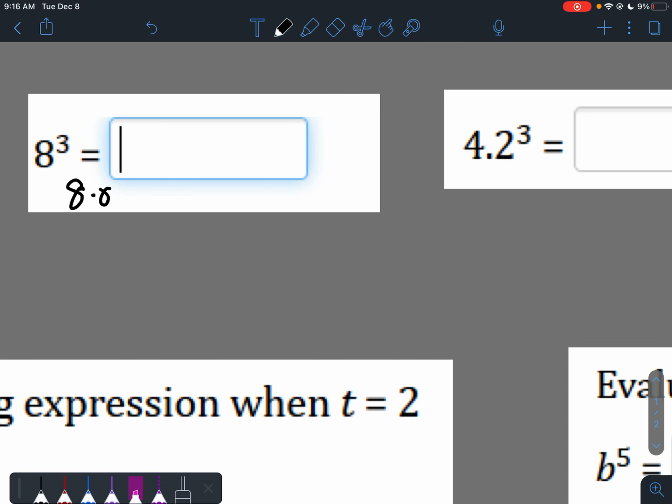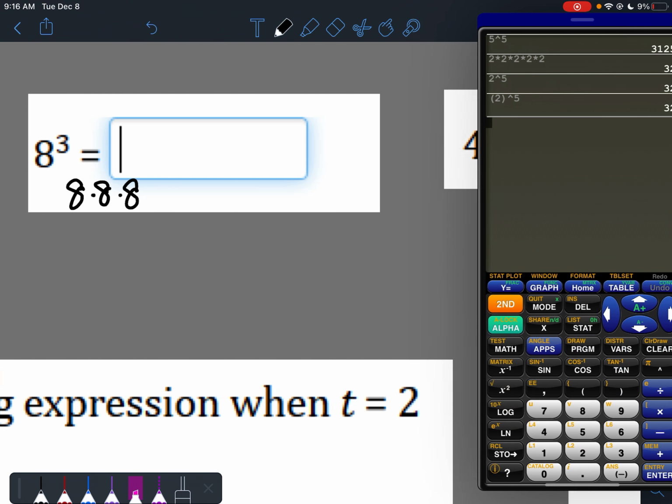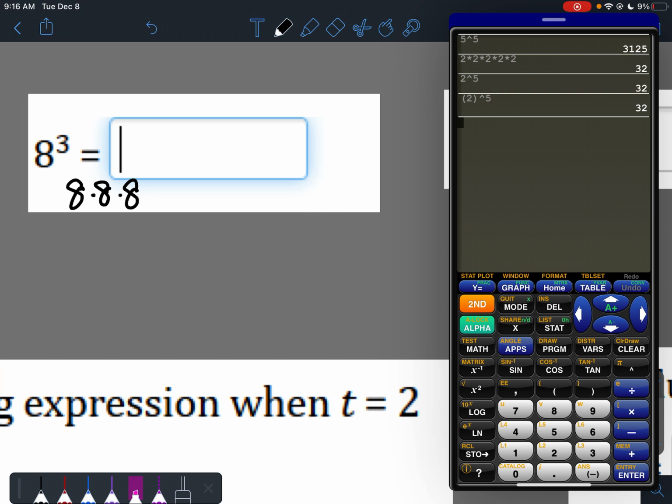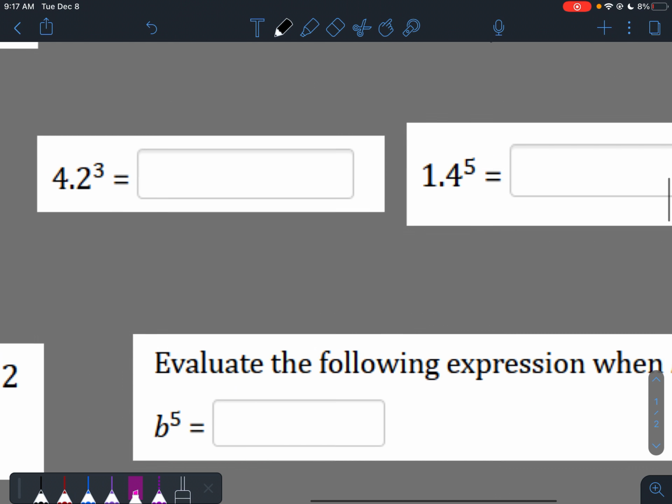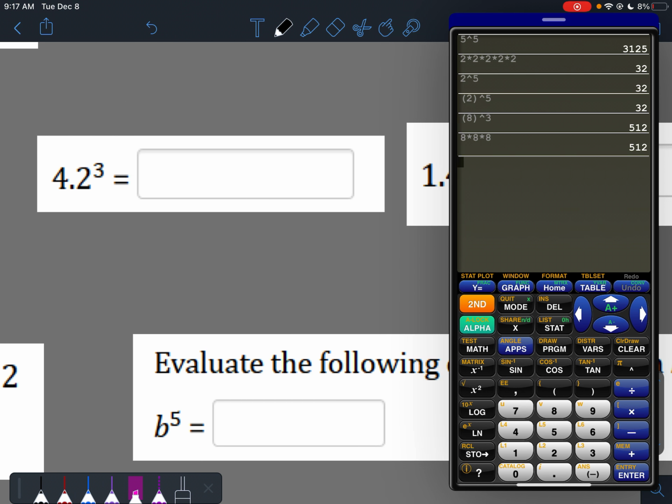Once again, you could write it out, 8 times 8 times 8, and when in doubt, write it out. Otherwise, you can go to your calculator and say 8, oops, I talked about parentheses, let's make sure we use them, 8 to the third power, which is going to be 512. You could also do 8 times 8 times 8, which is going to be 512 as well. Some of these, you're definitely going to want to use a calculator, like 4.2 to the third.